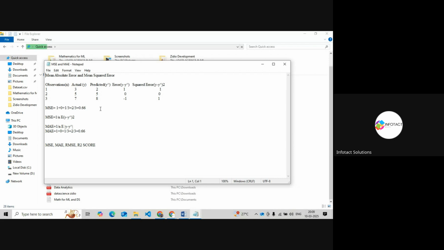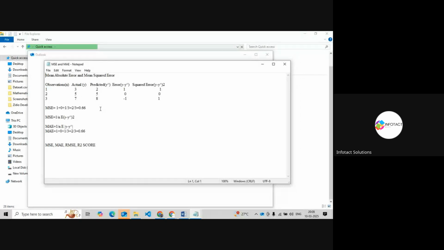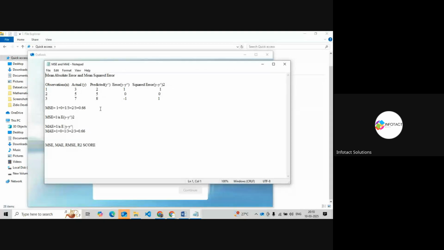Yeah, and I'll let you know firstly, when it comes to mean absolute error, mean absolute error is nothing but the average absolute difference between the actual and predicted value. That means 1 upon n, the sum of the absolute value of actual minus predicted. Mean squared error is the same, with the square of only actual minus predicted.